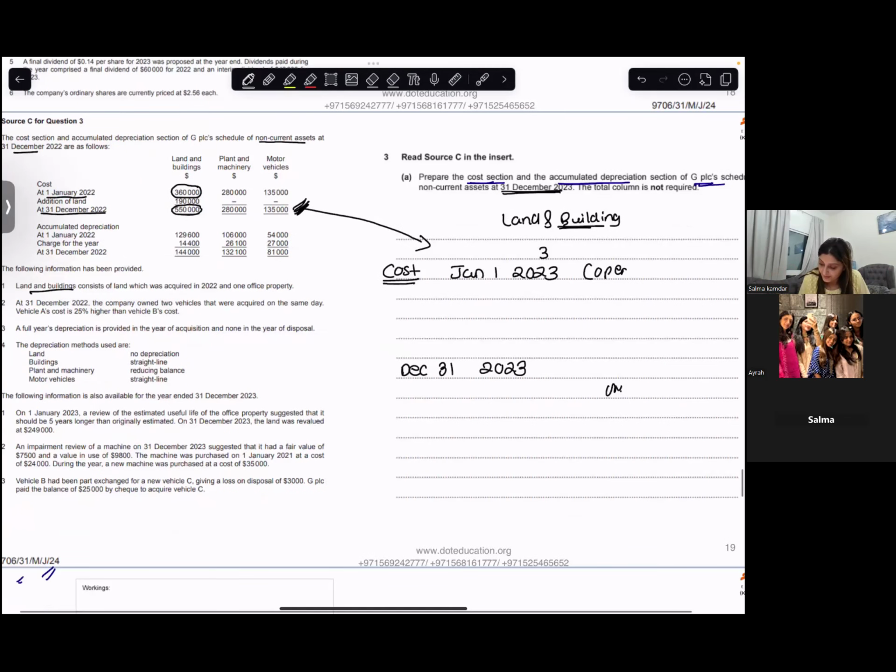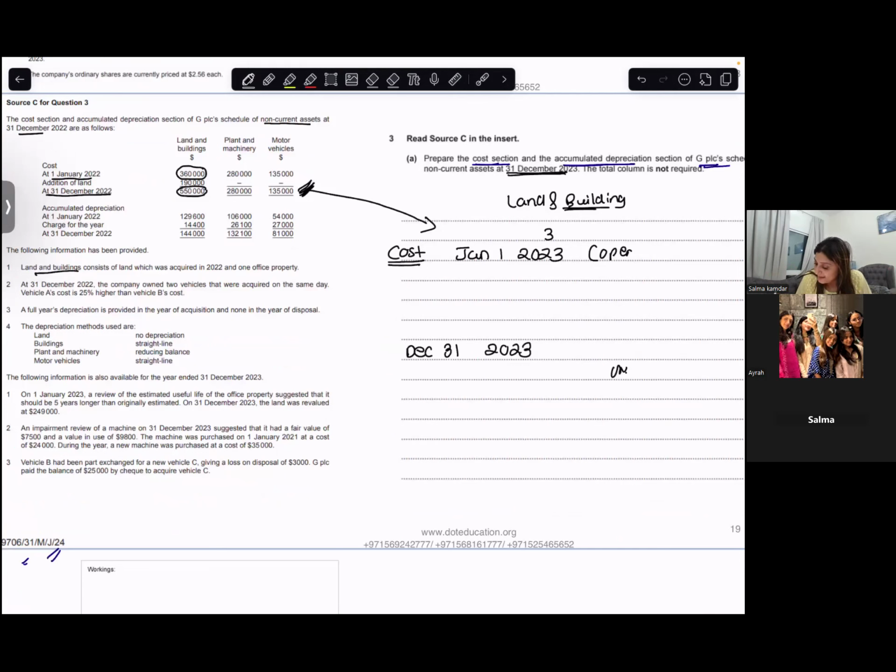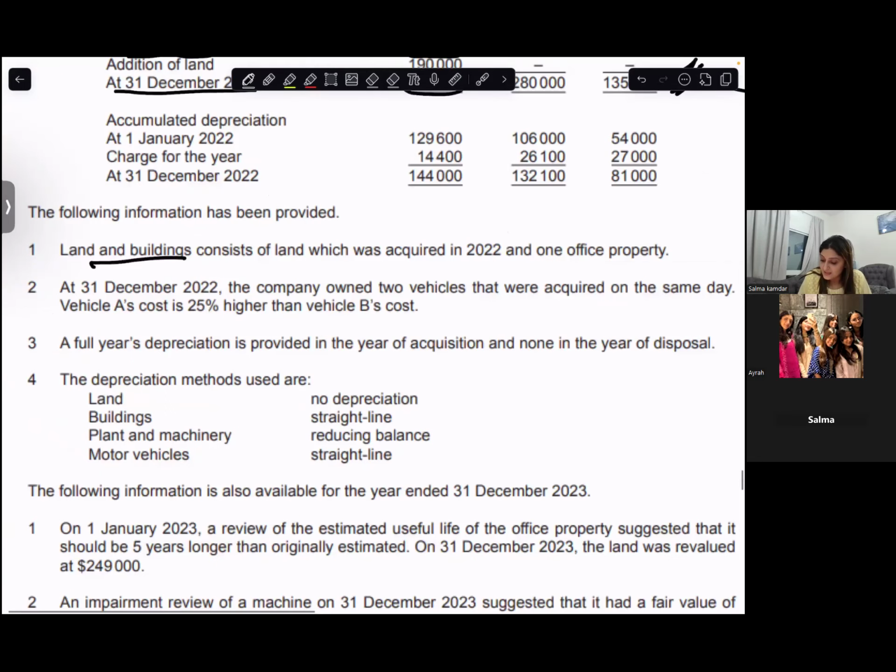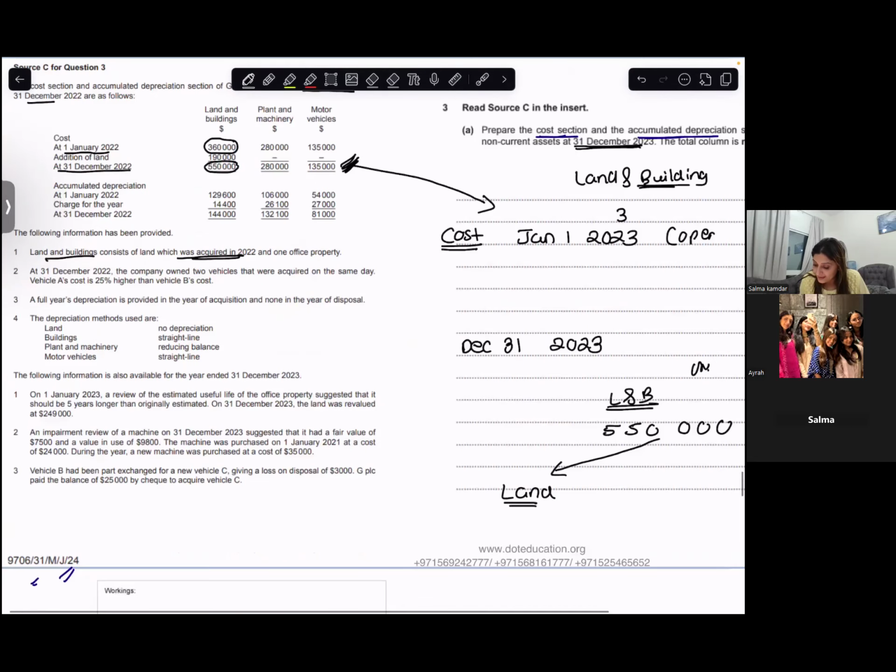You will start with 550,000. So I have land and building which is of 550,000. This consists of what? This consists of land which was acquired in 2022 and one office property. Can you elaborate this and tell me what is the meaning of this? That 550,000 includes the land that was purchased and an additional office property.